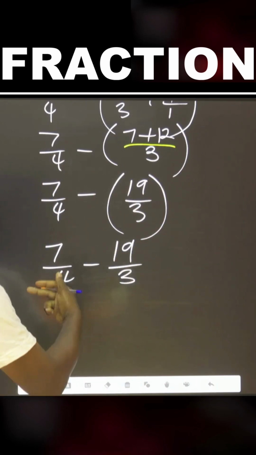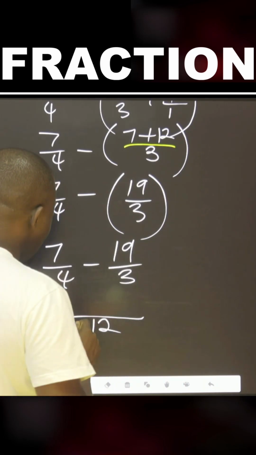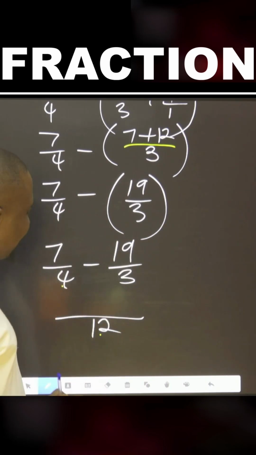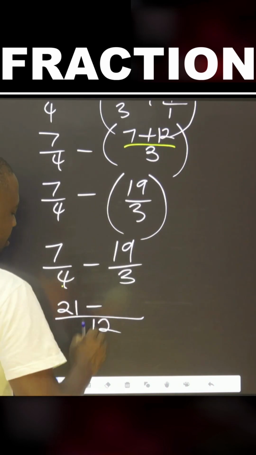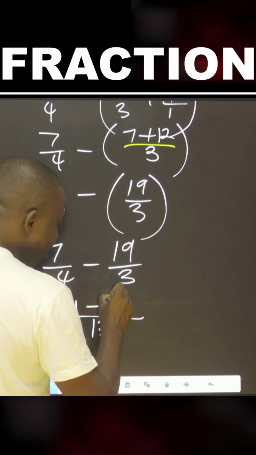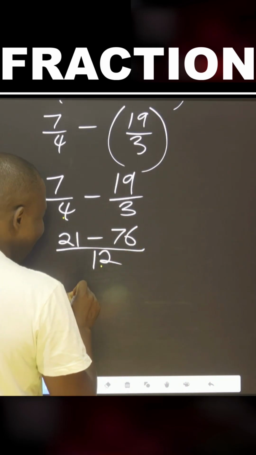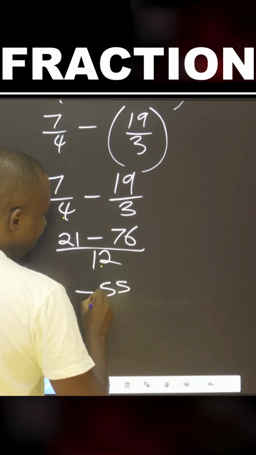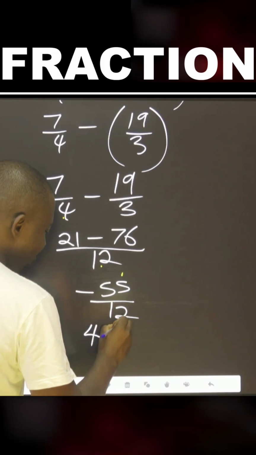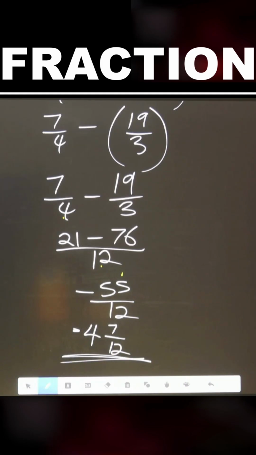Then we find the LCM between these. The LCM is 12. That is 4 multiplied by 3. And you agree with me, this divided by this is 3, multiplied by 7 will give us 21. 12 divided by 3 is 4. Multiplied by this will give us 76. This minus this will give us minus 55 all over 12. This into this is 4 whole over 7 over 12. We still put the minus. This is the final answer.